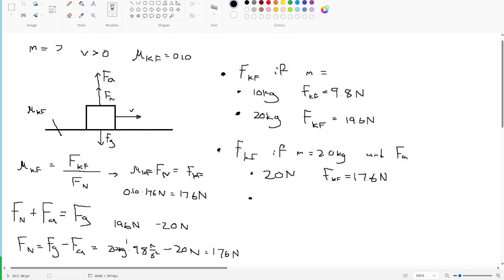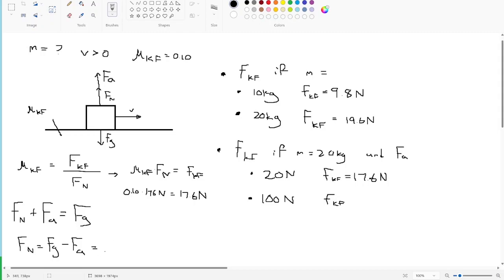So what if we apply 100 newtons of force? What is the force of kinetic friction then? Well, let's see. Do we know force normal? Force normal is down here: force of gravity minus force applied. Again, if you're writing down these formulas hoping you can use them in the future, please do not do that. I suggest that you learn how to draw free body diagrams and then derive the formulas from that. If you're able to do that, then you won't ever need to write down these formulas.